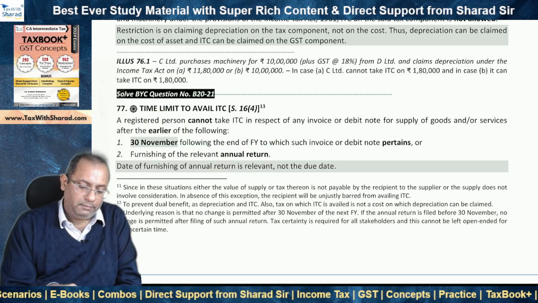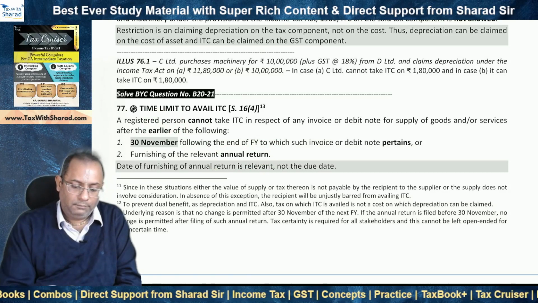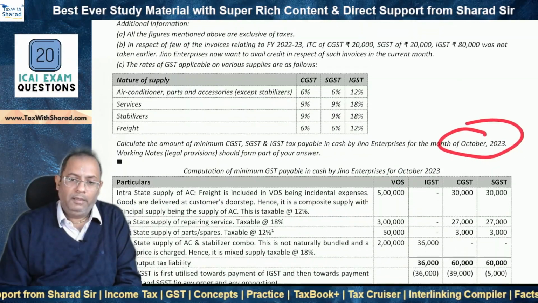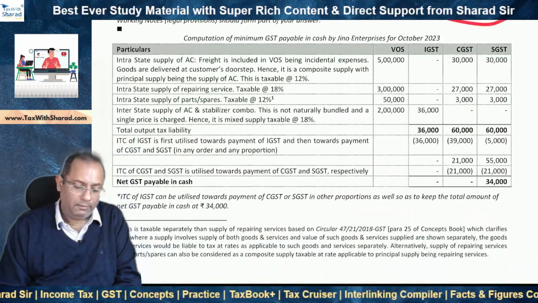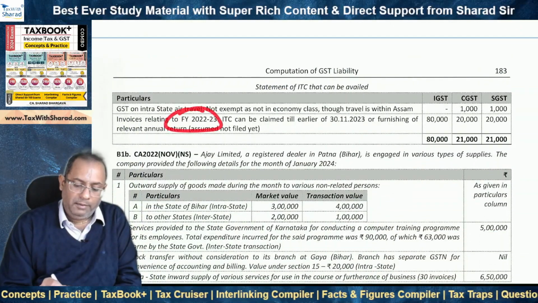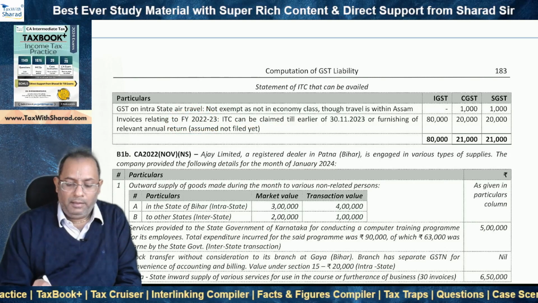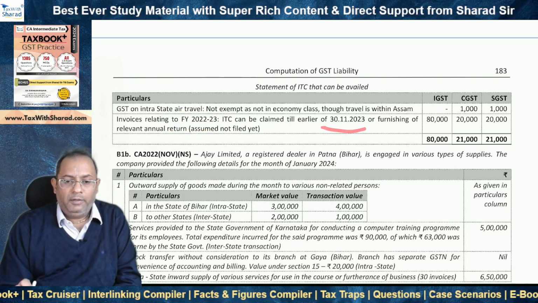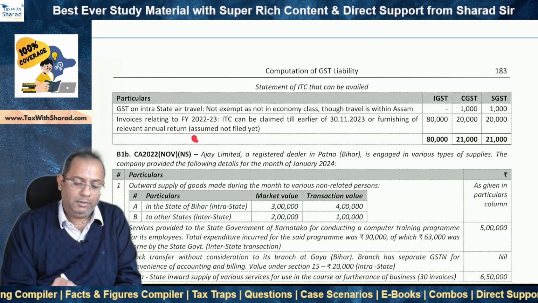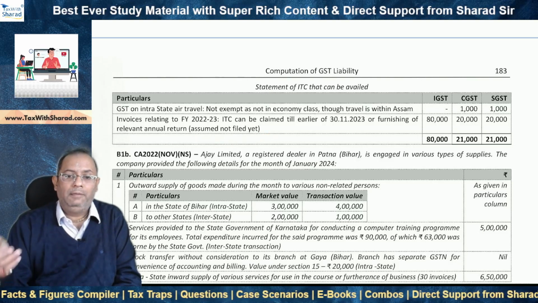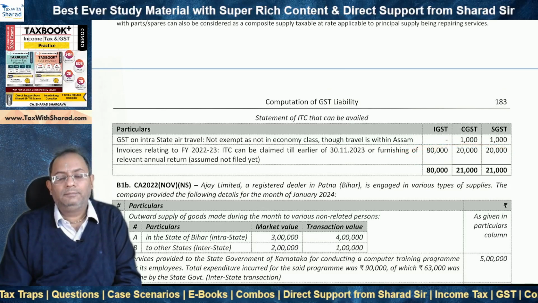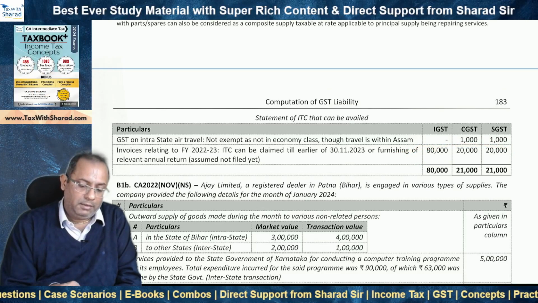So as per this provision, what should have been done? Since we are talking about October 2023 and 30th November 2023 is not yet over, we could have said that for invoices related to FY 22-23, ITC can be claimed till the earlier of A, 30th November 2023, or B, furnishing of the relevant annual return. Since no information has been given in the question, it is assumed that it has not been filed yet, and therefore the time limit is not over, and consequently these amounts can be claimed as ITC in the current month. What is the mistake that students made?